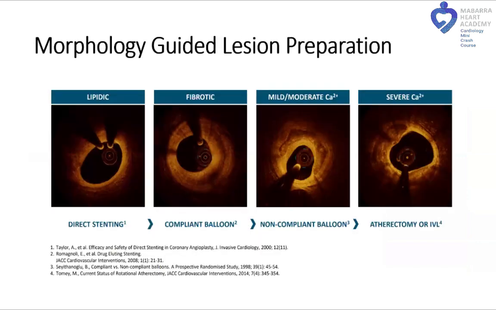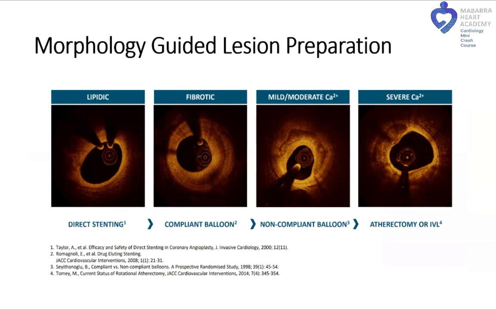Why is identifying morphology important? When you identify your morphology, you can determine your strategy. If you have lipidic plaque, you can do direct stenting, meaning that you just deploy your stent and that's it. And then you determine your post-dilatation balloon if needed.